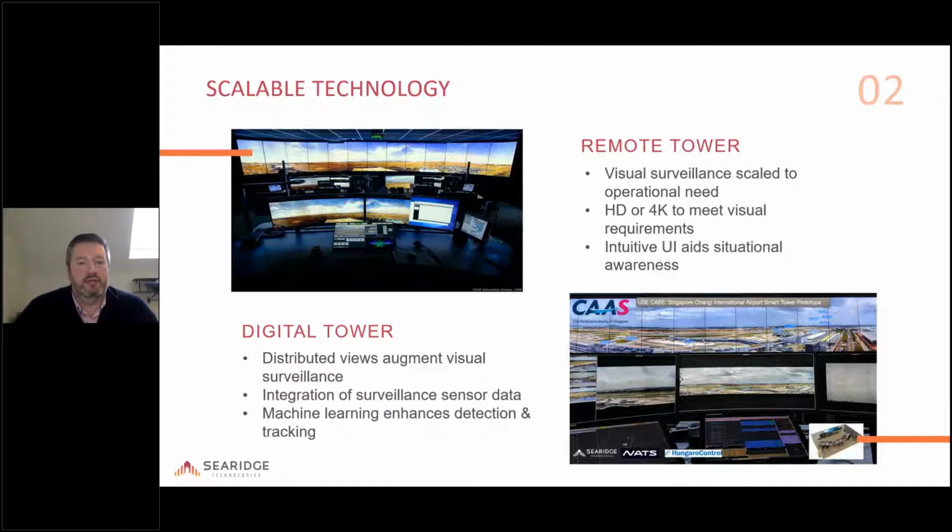And a digital tower can build on the technology from remote tower, adding in additional views to augment the visual surveillance picture. Also, there's an opportunity to start integrating some data that might be available on a larger airport, such as ground surveillance data, and also some specific needs, such as runway safety or other operational needs. It brings the opportunity to bring machine learning, actually AI enhanced detection and tracking, to the system. Next slide, please.